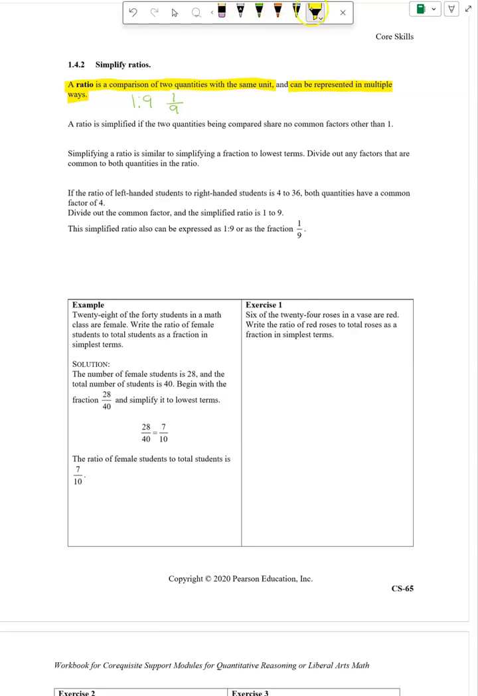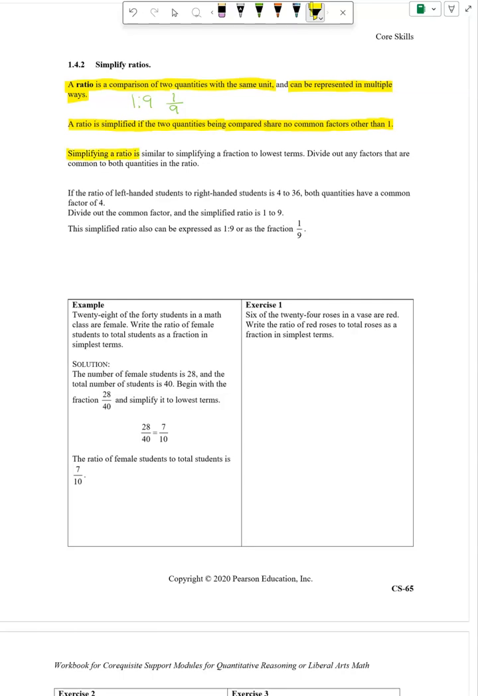A ratio is simplified if the two quantities being compared share no common factors other than 1. We can see that 1 and 9 share nothing in common besides 1. 1 has the factorization of just 1 times 1, and 9 has 1 times 9 and 3 times 3. So the only thing they have in common is 1.